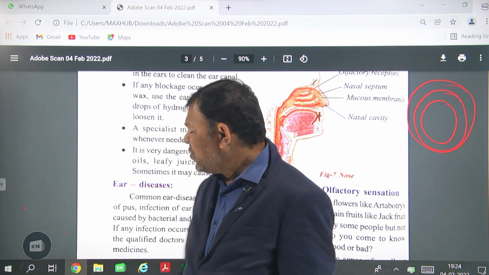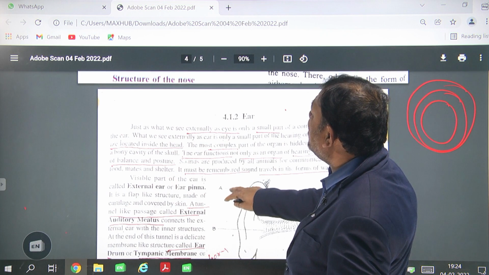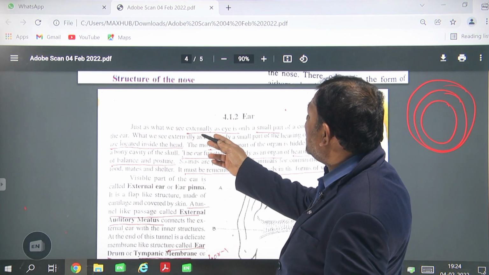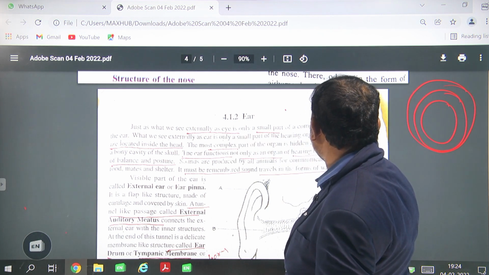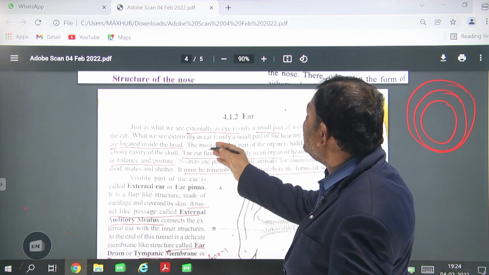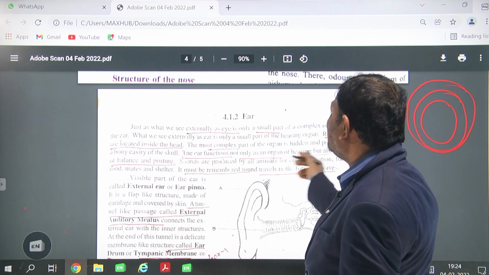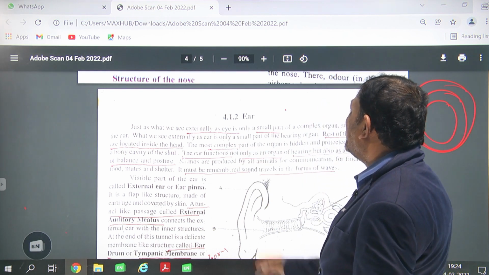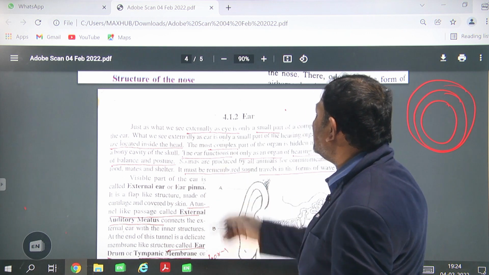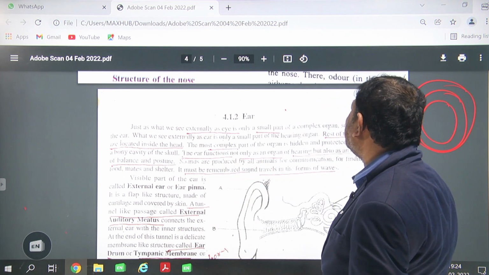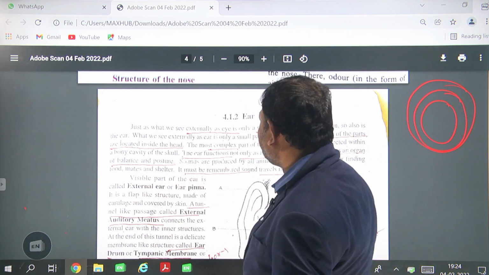Okay, one more note. What we see externally as the eye is only a small part of a complex organ, and so it is with the ear. What we see externally as the ear is also only a small part of the hearing organ; the rest of the part is located inside the head. The most complex part of the organ is hidden and protected within the bony cavity of the skull. The ear functions not only as an organ of hearing but also as an organ of balance and posture.